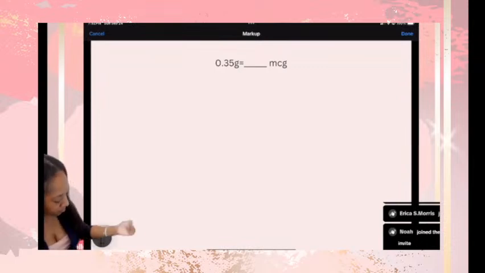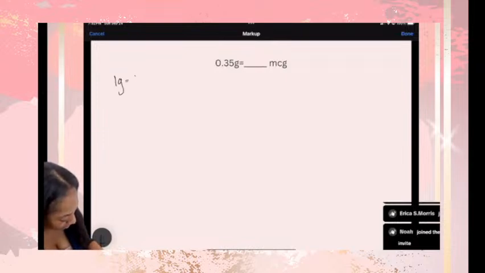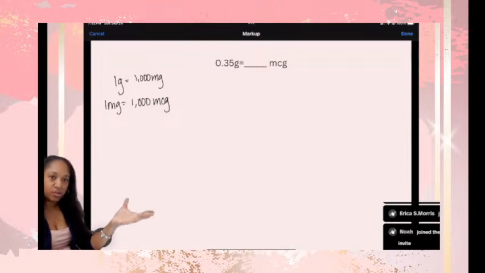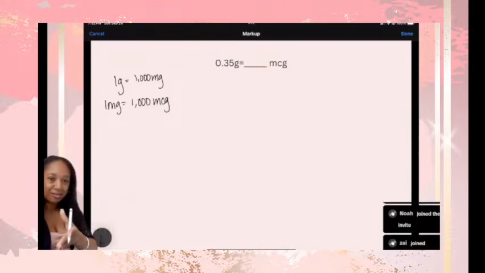Okay, so let's look here. 1 gram is going to be 1,000 milligrams. 1 milligram is 1,000 micrograms. 1 is the base unit. Go 1 step over, that's 1,000. Go 1 more step over, that's another 1,000. Now you do have centimeters and decimeters, but you hardly even use those in dosage calculations when you're trying to compute a dose.